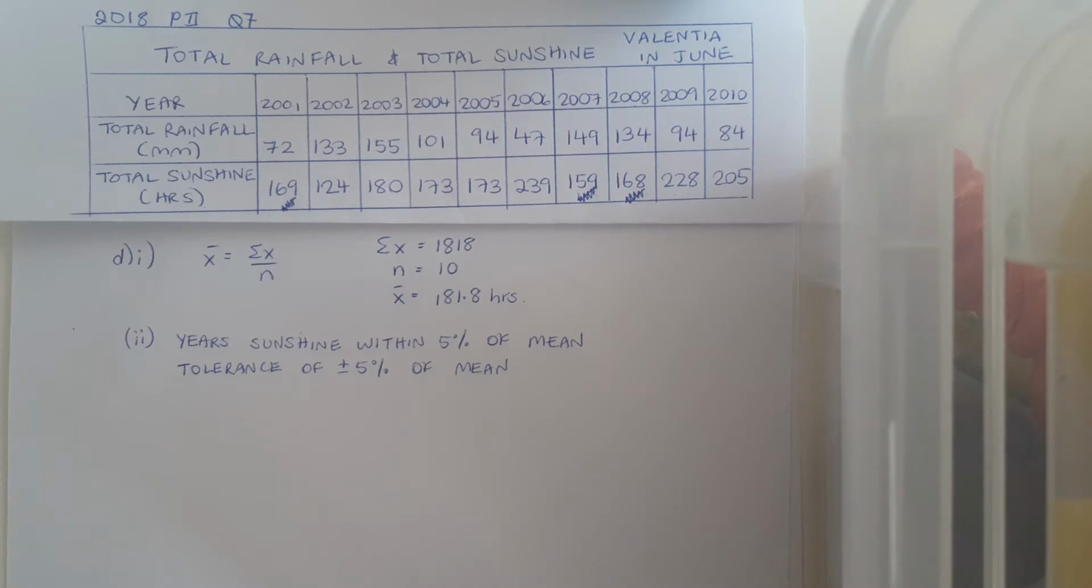So when I look at my current mean, I can consider that to be 100%. So if I take 5% off, I'm down to 95%. And of course, I can calculate this by just taking my mean and multiplying it by 95%. And so when I work that out, it's 172.71.